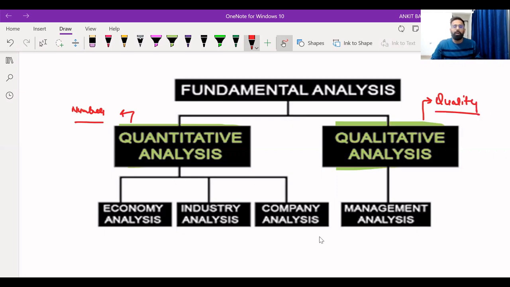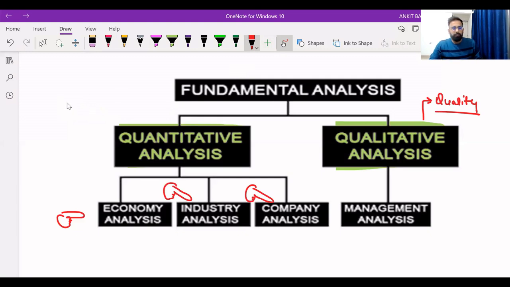Now when we are performing quantitative analysis, we have to check economy analysis, we will be doing industry analysis, and also we will be doing company analysis. So in case of quantitative analysis, we have to check three things, right? Now what is economy analysis? I have already informed you that when you are doing company analysis, you need to do sector and industry analysis. Now if I give you a brief about what is economy analysis, industry analysis or company analysis, you will be able to understand.